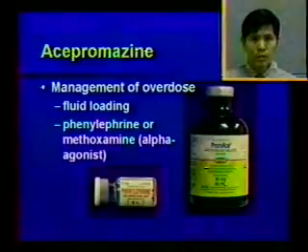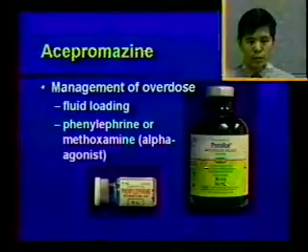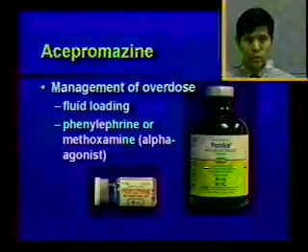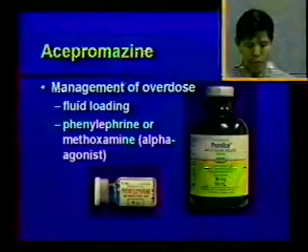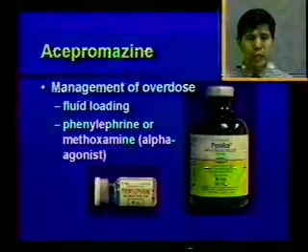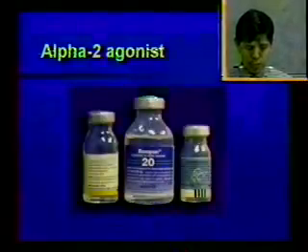Because the animal is also vasodilated as a result of alpha blockade, it's a good idea to give an alpha agonist. This will constrict the periphery. Good example would be phenylephrine. Methoxamine is another drug that you can use. So those are the two main things that you have to do in case of acepromazine overdose.